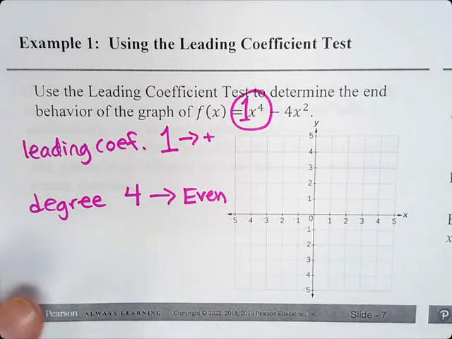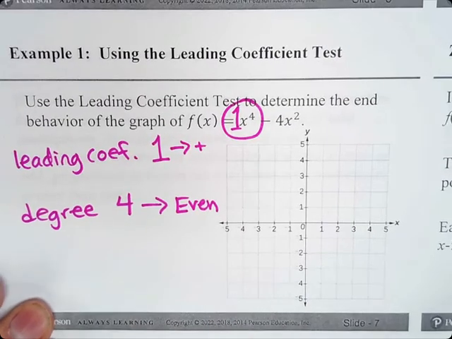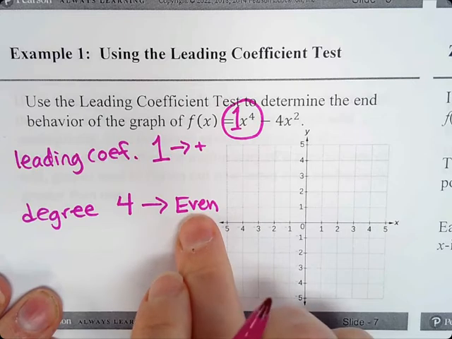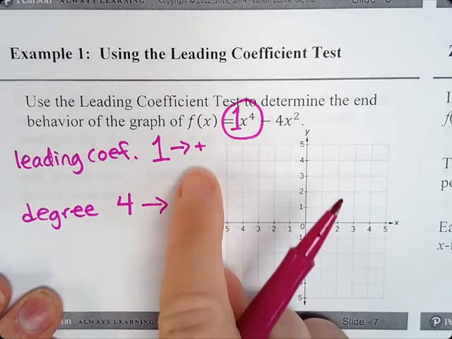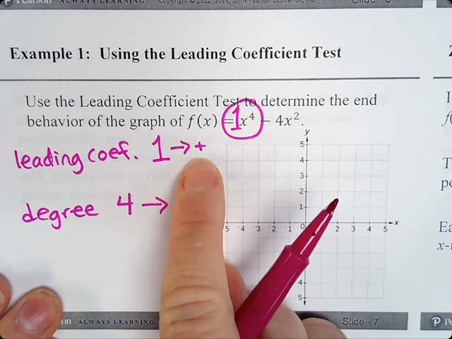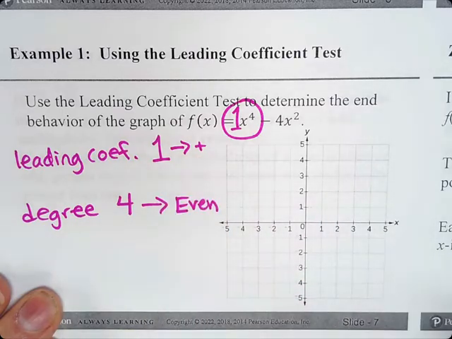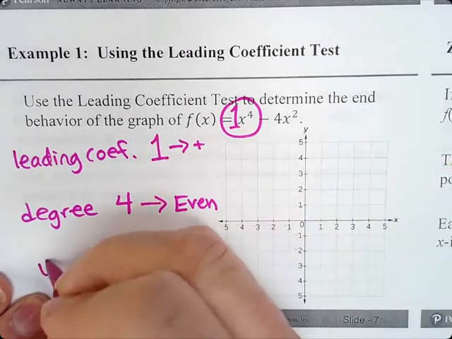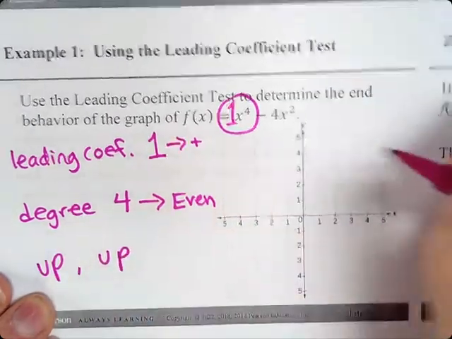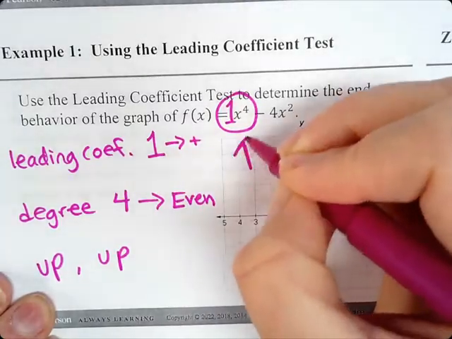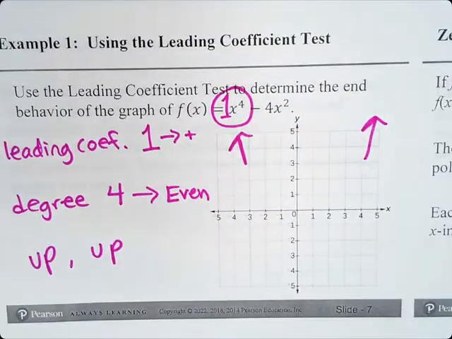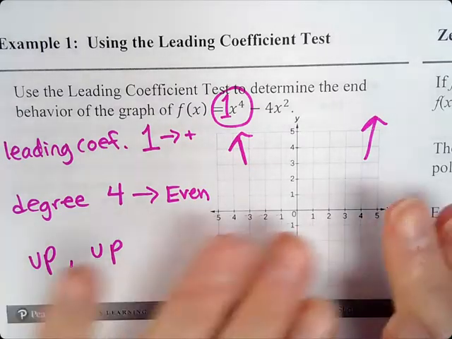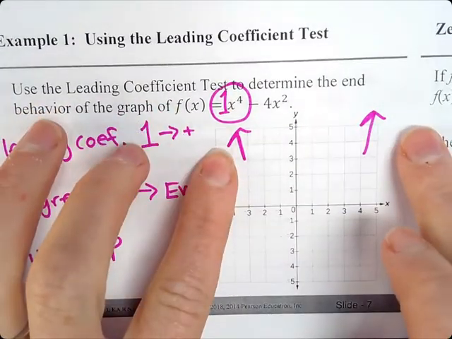So we would look back over at the previous slide. Even means they're the same, beginning and end. Because this is positive, we're going to end in a positive direction. So this is going to be up, up. So on my graph, I'm just going to do like that. That's the general direction it's going to be. I don't know how it's going to do in the middle, but this is how it's going to end.